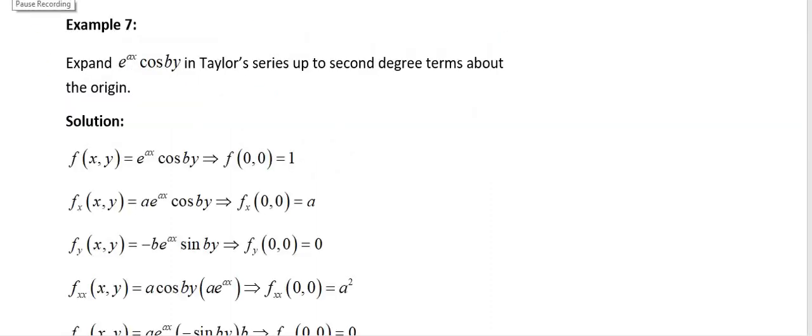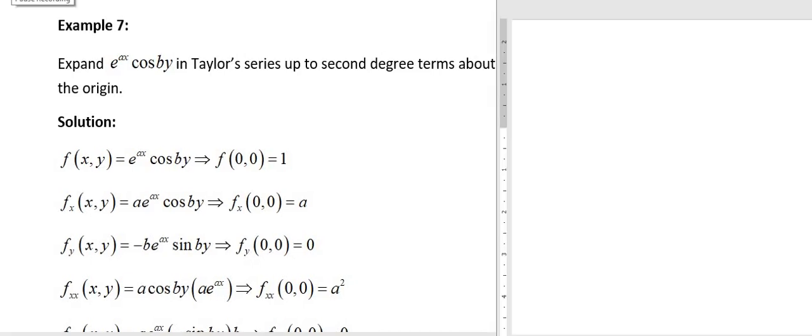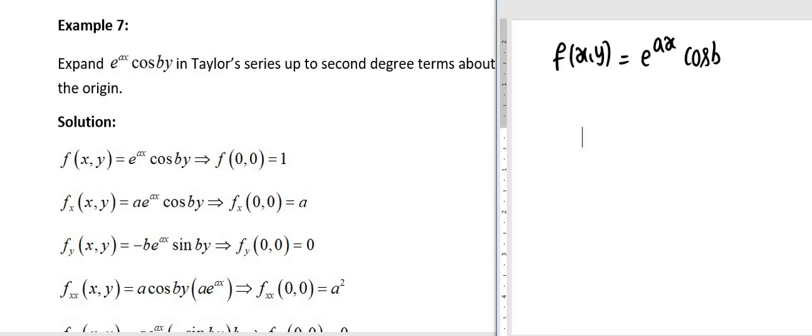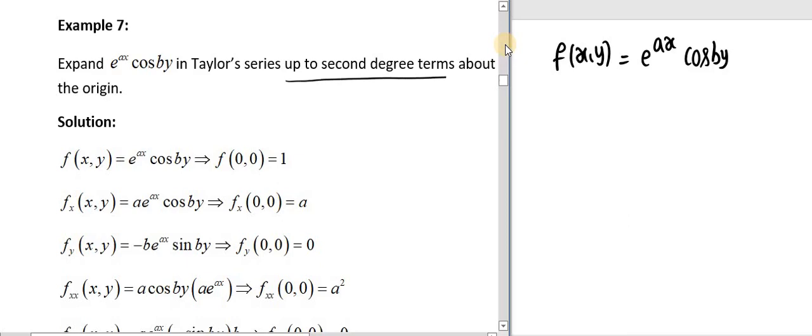Next question. Expand e power ax into cos by in Taylor series up to second degree terms about the origin. Here they mention about the origin. That means a equal to 0, b equal to 0. The given function is f of x comma y is e power ax into cos by. Here up to second degree terms only. So we need second order partial derivatives.